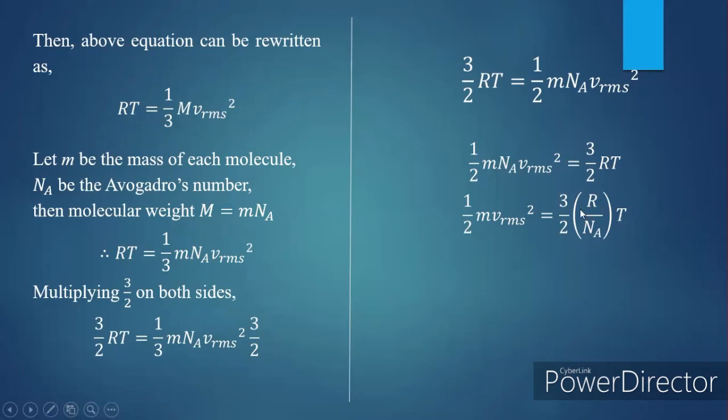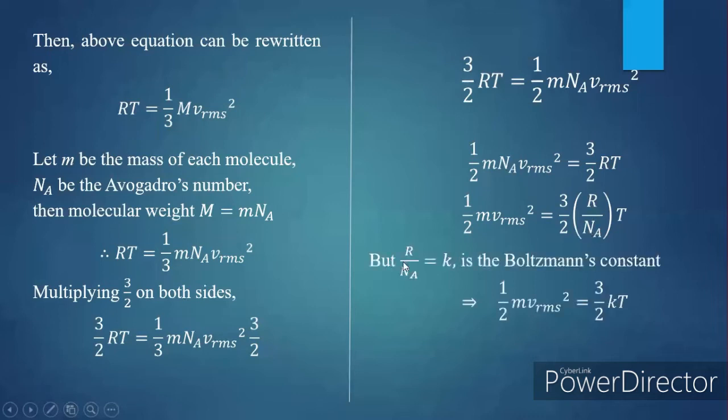What is this R divided by NA? This is nothing but Boltzmann constant. R divided by NA is K, which is Boltzmann constant. Therefore, you will get half M VRMS square is equal to 3 by 2 KT.